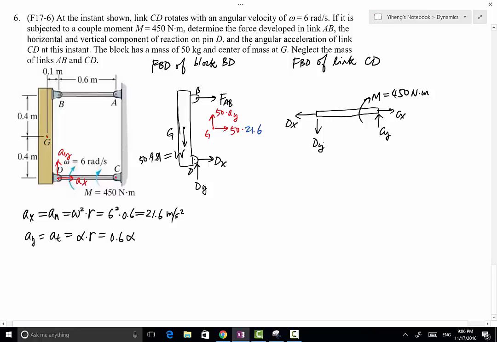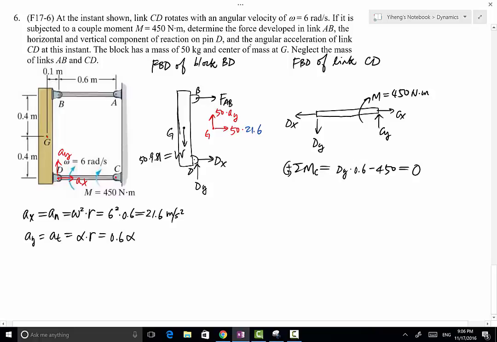So let's see what we can solve from this free body diagram. If we sum the moment about point C, counterclockwise is considered positive, therefore we have Dy times the moment arm of 0.6 minus the known moment 450 Newton meter, and this actually equals 0.